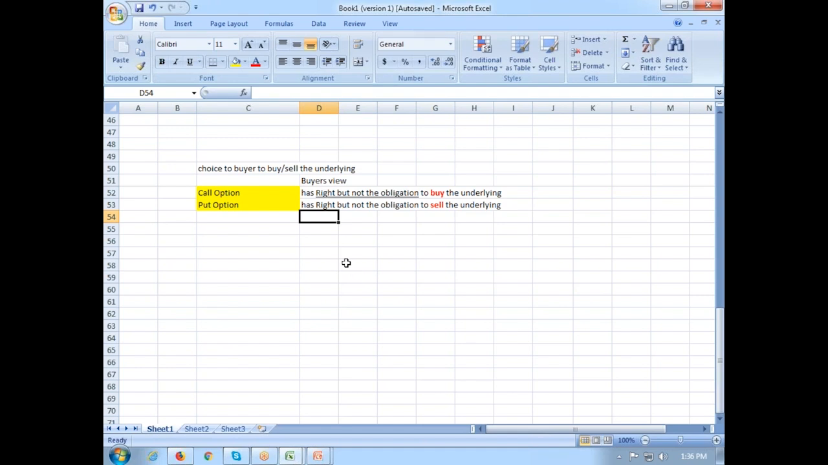Okay, I will take two examples to explain each of them. For call option, I will take the example of a cinema hall ticket. And for put option, I will take the example of an insurance company.